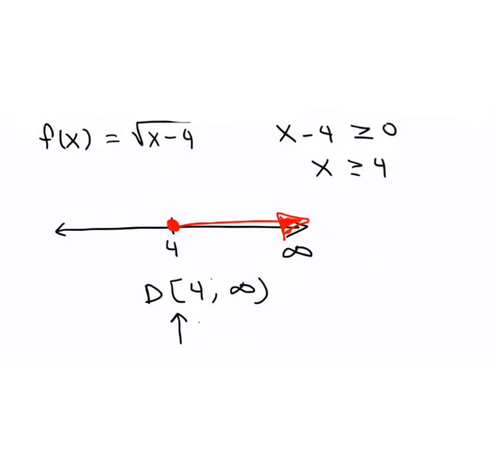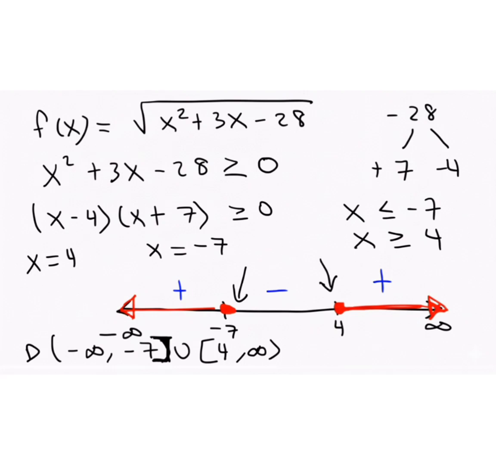And when you are representing this in interval notation, you must take note of the brackets that you are using to enclose the domain. So the bracket must be a closed bracket. So you have closed bracket 4 comma infinity. So that is the domain of this very function.